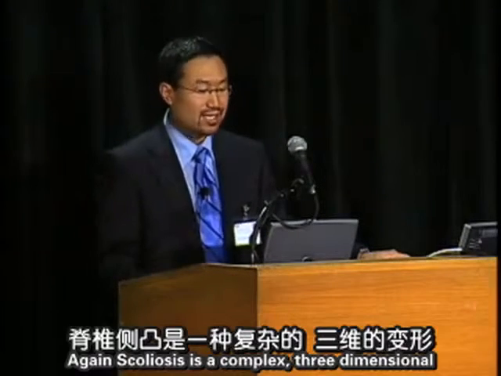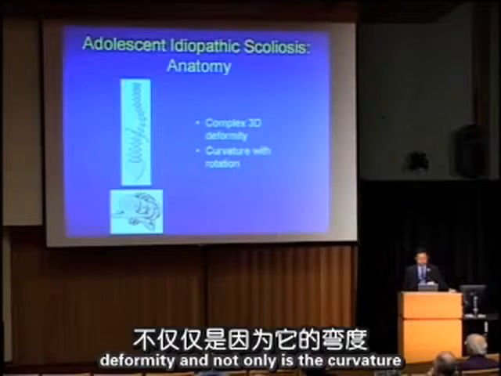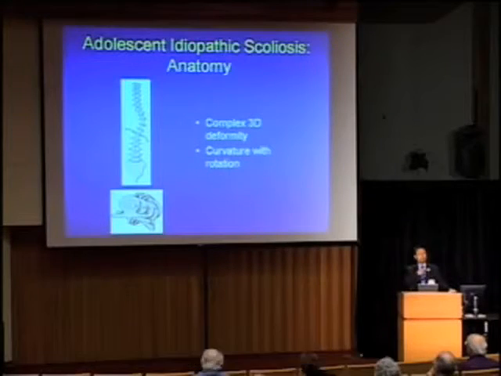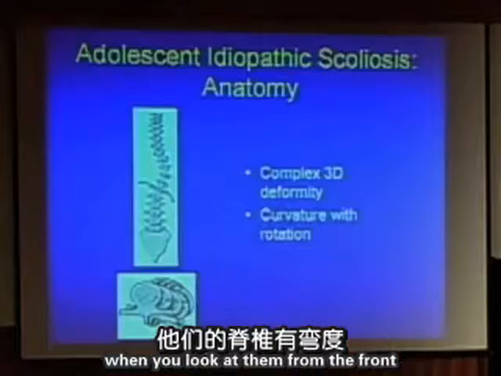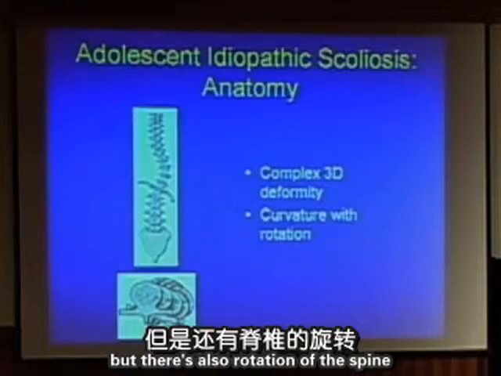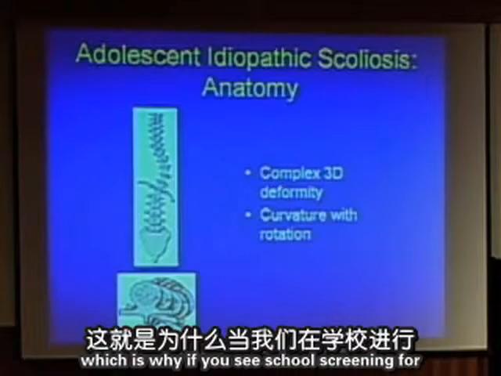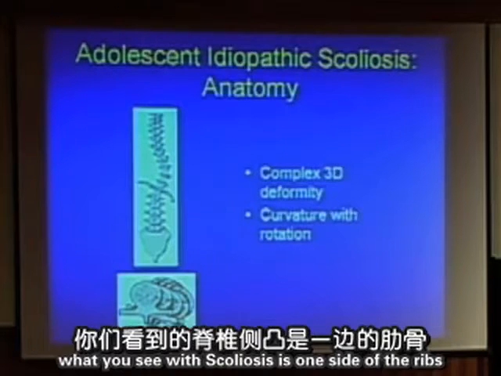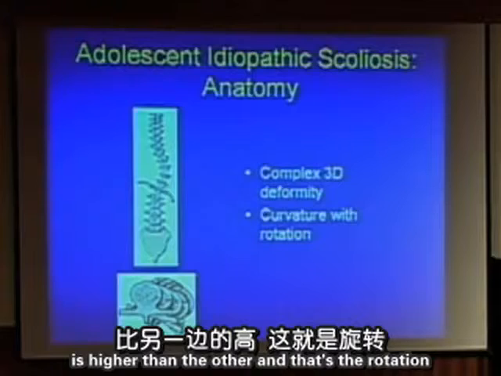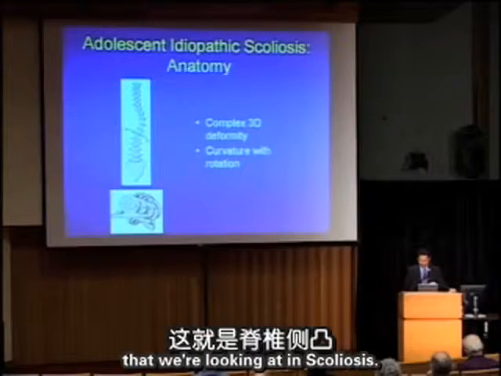Again, scoliosis is a complex three-dimensional deformity, and not only is there curvature when you look at somebody from the front, but there's also rotation of the spine, which is why in school screening for scoliosis we have the kids bend over, and what you see with scoliosis is one side of the ribs is higher than the other. That's the rotation that we're looking at in scoliosis.